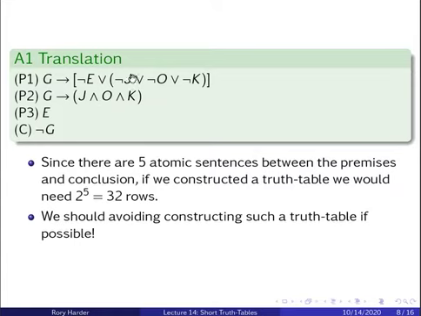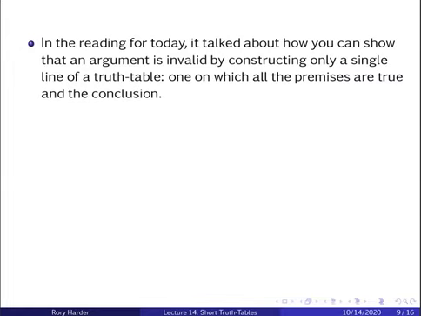But once we start having very complex and long arguments or sentences, this technique here of avoiding creating complete truth tables becomes important. So in the reading for today, it talked about how you can show that an argument is invalid by constructing only a single line of a truth table, that on which all the premises are true and the conclusion is false. Sorry, there's a typo there that should say is false. So let me repeat that.